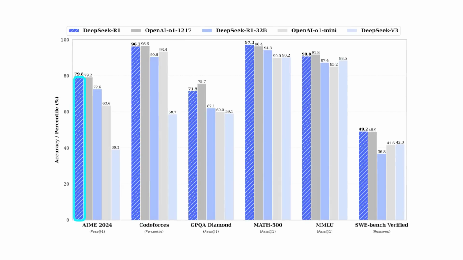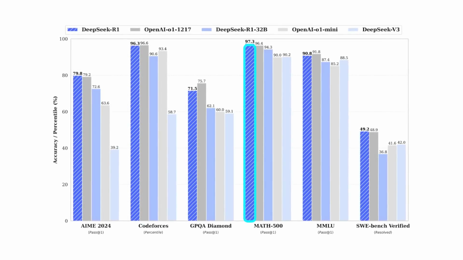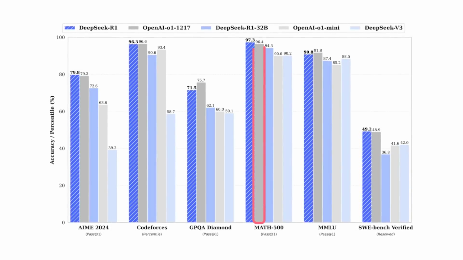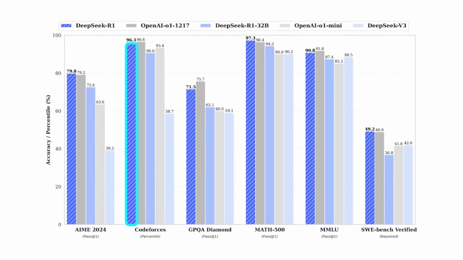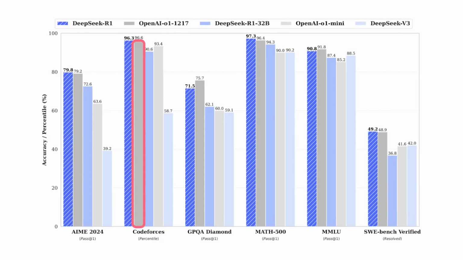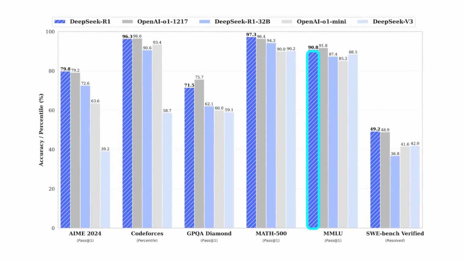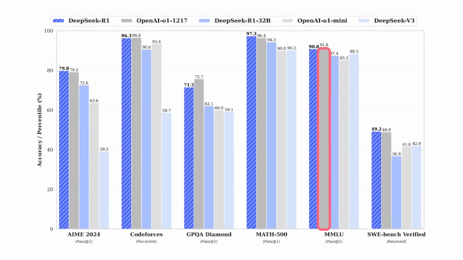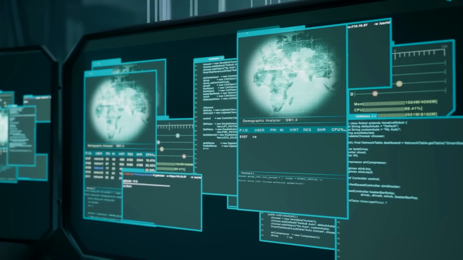It hit 79.8% on AIME 2024 math tests and 97.3% on MATH 500, which is just a hair above OpenAI O1's 96.4% for that same test. When they tested R1's coding chops, it clocked a 2029 rating on Codeforces, doing better than 96.3% of human programmers. It also notched 90.8% accuracy on the MMLU test. That's just below O1's 91.8%. So across these tasks, we're talking about near parity with a top-tier model.